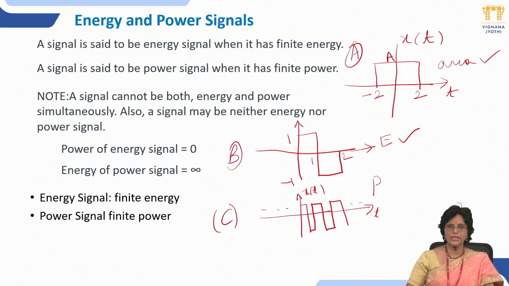A signal is said to be an energy signal when it has finite energy. A signal is a power signal when it has finite power. Whenever we say that a signal is power or energy, it should produce finite values. If it is producing an infinite value, then we say that it is not an energy or power signal. A signal cannot be both energy and power simultaneously. Also, a signal may be neither an energy nor a power signal. This is also an important point. Generally, the power of an energy signal is 0. The energy of a power signal is infinite.